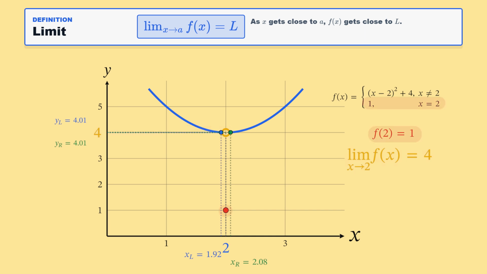The function tells us what happens exactly at x equals 2. The limit tells us what the graph is approaching near x equals 2. So the limit can still exist even if the function does something different at that exact point, or it is not defined there at all.